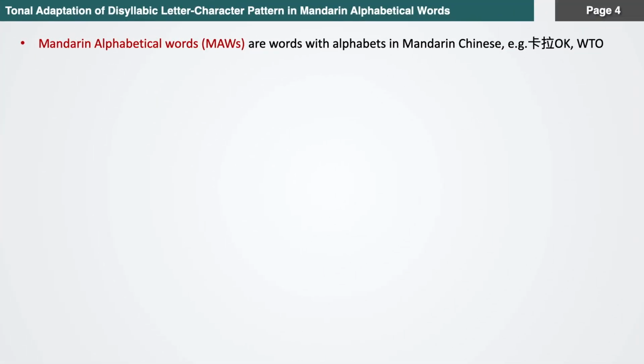What are Mandarin alphabetical words? They are words with Western alphabets in Chinese. For example, we have karaoke, which means karaoke, and also some acronyms, such as WTO, CCTV, or any other words. Their common fact is that they were imported from the Western world to China.